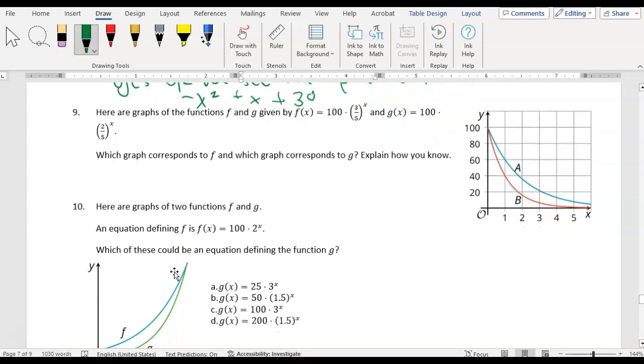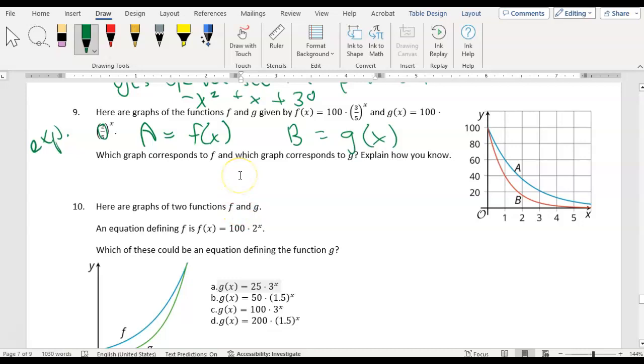All right, number 9. Here are graphs of the functions. So you can see immediately this is a review of what kind of functions. Well, we can see that we have the x in the exponent. So this is a review of exponential functions. Which graph corresponds to f and which graph corresponds to g? Well, a is decreasing slower, so we would want to see a higher factor because more of it is being retained. So a is f of x, and b, which is decreasing more rapidly, has less remaining, and so b is g of x.